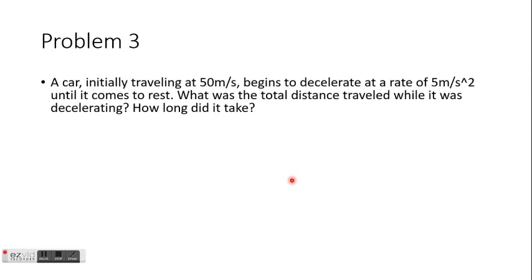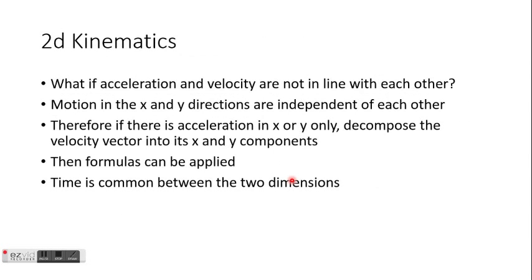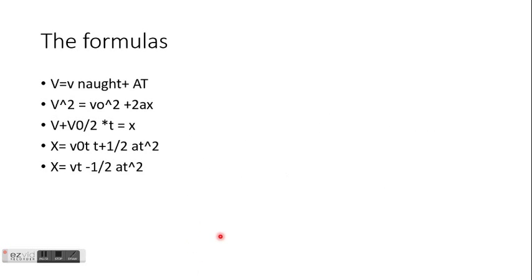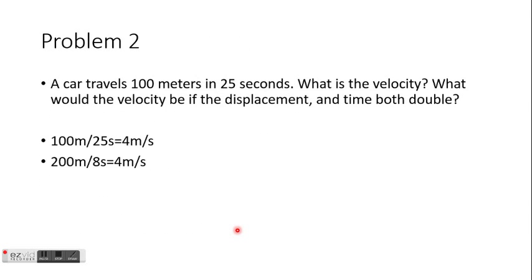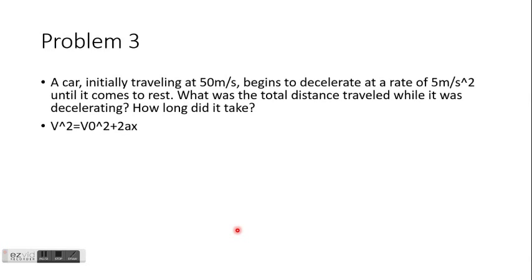So problem number 3. A car initially traveling at 50 meters per second begins to decelerate at a rate of 5 meters per second squared until it comes to rest. What was the total distance traveled while it was decelerating, and how long did it take? Okay, so we'd go back to our physical relationships and ask which one of these would give us what we need. The one that would is v squared equals v naught squared plus 2ax, because we have the final velocity, since it comes to rest, so that's 0. We have the initial velocity, we have the acceleration, but we want to find the displacement.